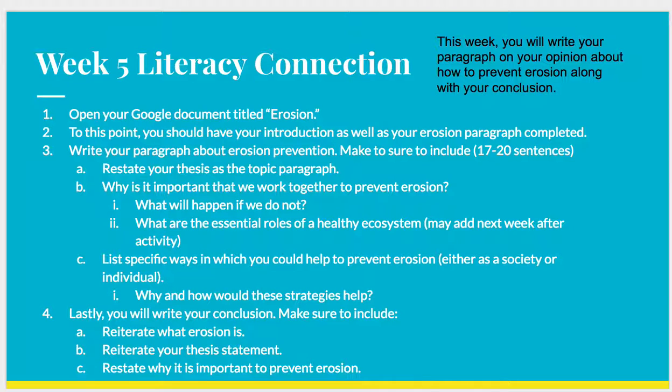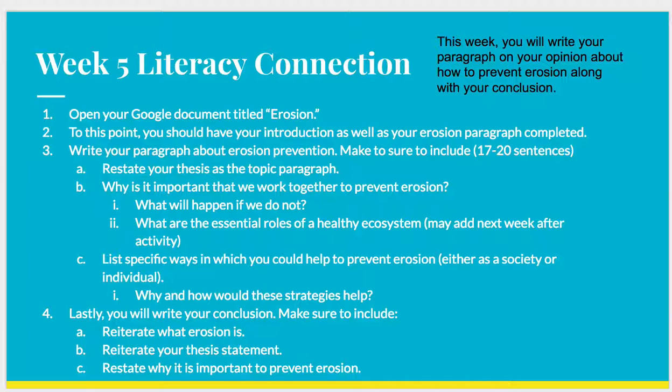Then for your literacy connection this week, I want you to continue with your erosion document. Most of you are doing an outstanding job, and your paragraph that you wrote on erosion that was 12 to 15 sentences long was very good, and you should also have your introduction done before that. This week what you're going to do is write a paragraph about erosion prevention. So again, you have to make sure that you do the work on the previous slide first so you understand some ways to prevent erosion.